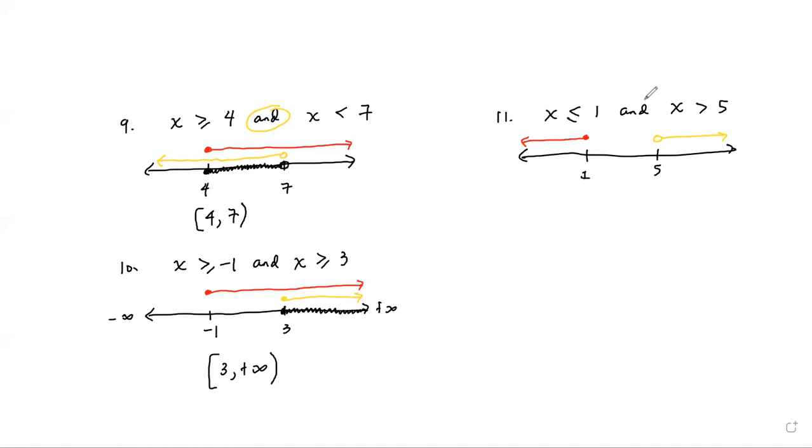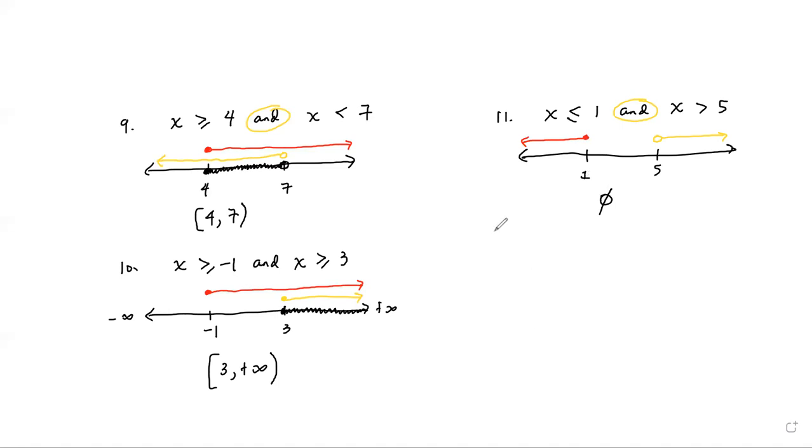But since we're using the intersection, and the red line and the yellow line do not have a common interval, then that means that this is an empty set. So there's no intersection.